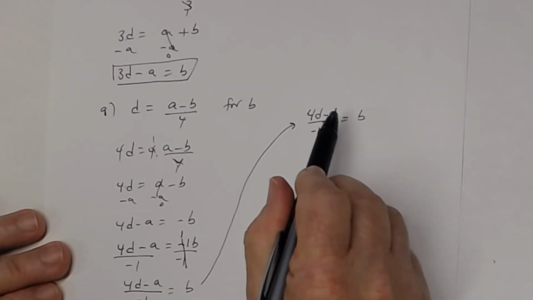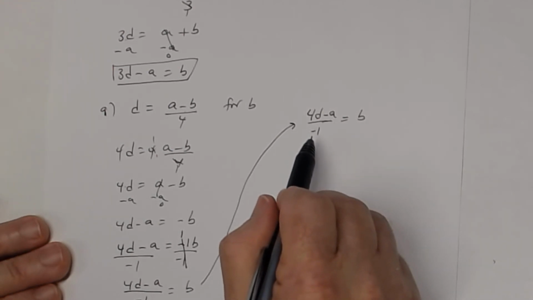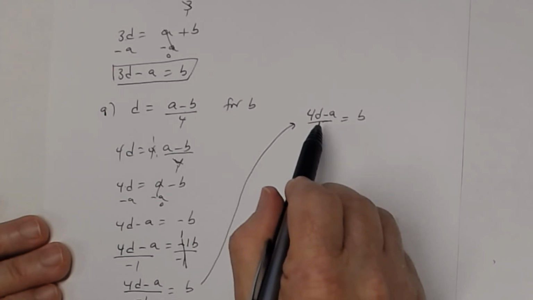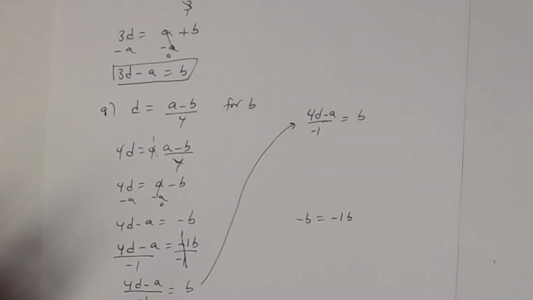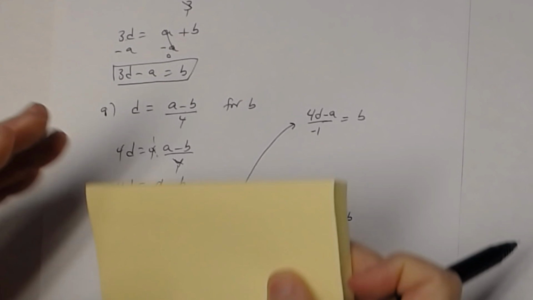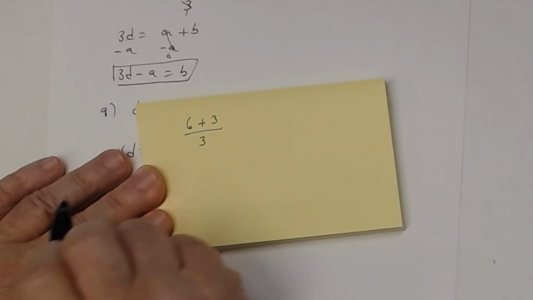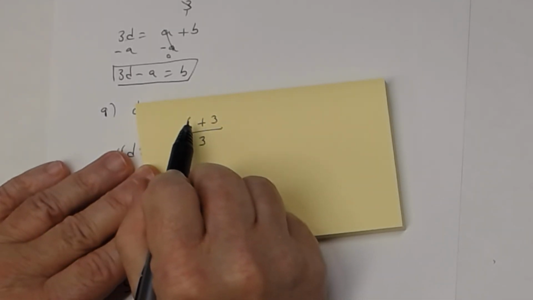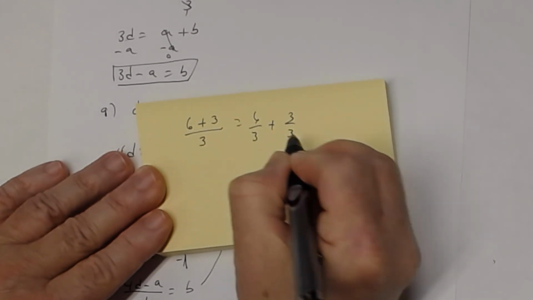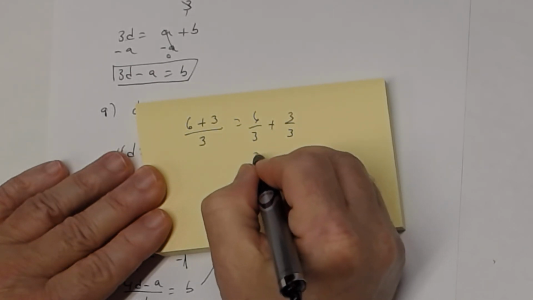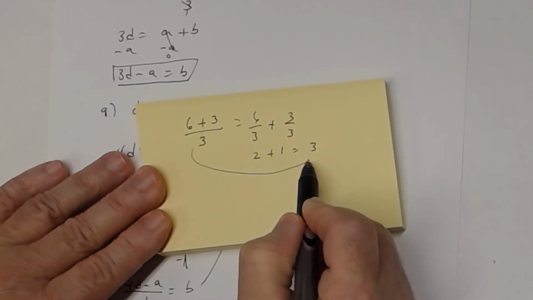Now, algebraically, we don't leave 1 or negative 1 in the denominator. So the way I want you to think about this is this. I'm dividing 4d minus a by negative 1. All right, so I want you to think about this for a moment. If I have 6 plus 3 divided by 3, let's say, you all know that I can rewrite this as 6 divided by 3 plus 3 divided by 3, right? So 6 divided by 3 is 2, 3 divided by 3 is 1, so 2 plus 1 is 3. So this right here is equivalent to 3.